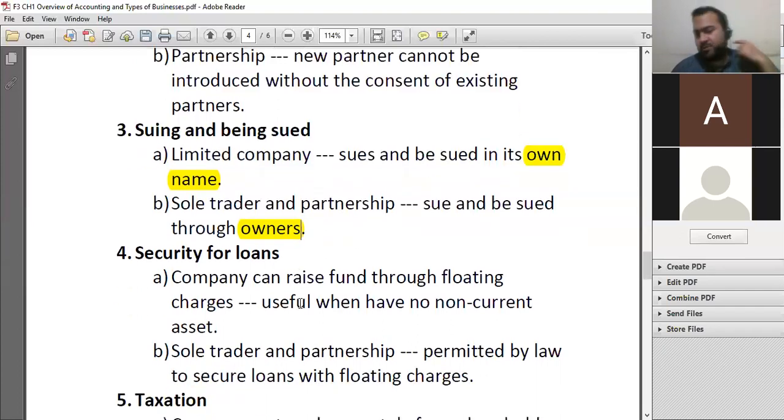Okay. Next one, security for loans. Now we have studied floating charges. What is a floating charge? Can someone, Bhakhtiar, can you explain?